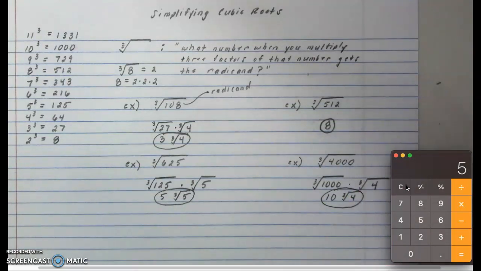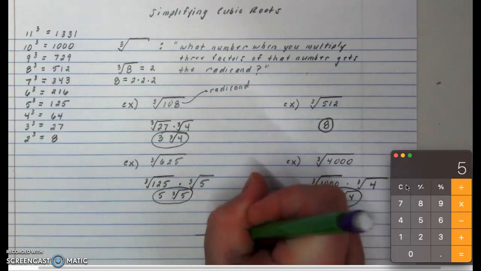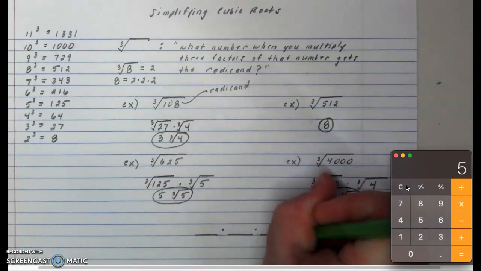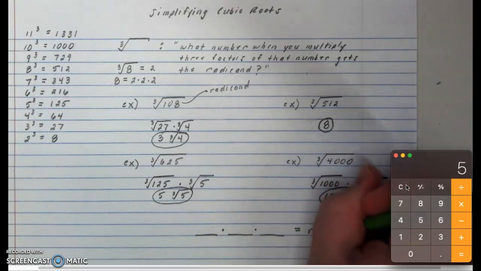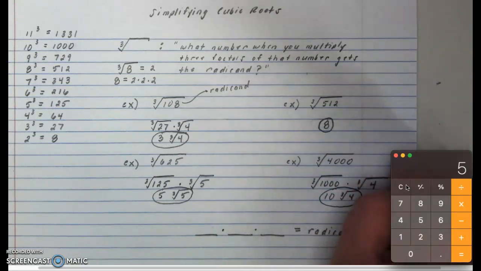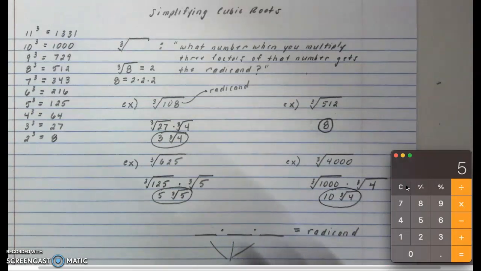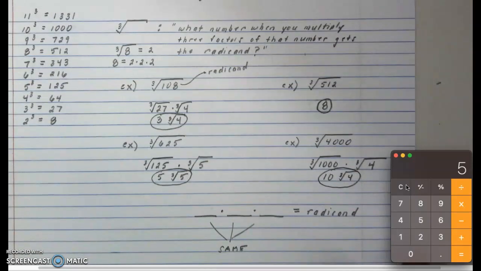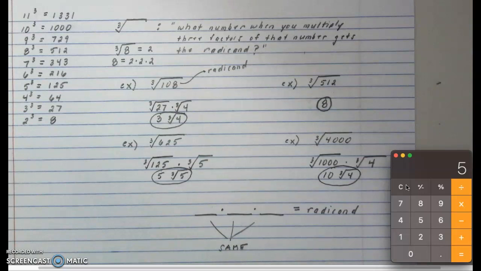So remember, when you're doing your cubic roots, we're really saying what number times the same number times the same number will get you the radicand. And all three of these need to be the same. Okay? That number then is the answer to the cubic root.